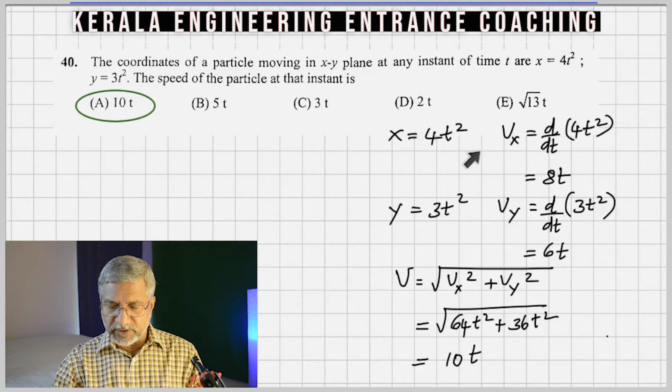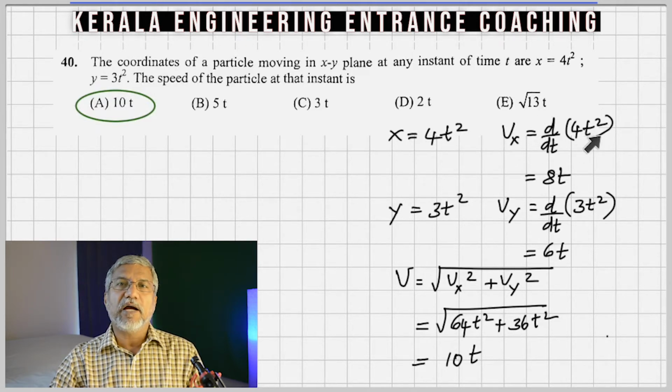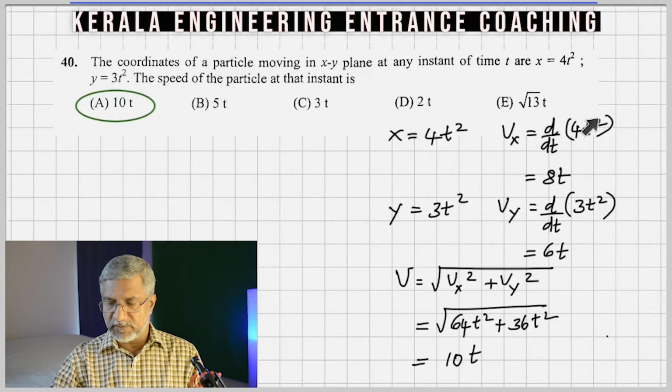So x is 4t squared, from which Vx, the velocity along x, is d by dt of 4t squared. I hope you know how to do that. This becomes 2t, so 4 times 2 is 8t. Same thing, y is 3t squared, so Vy is d by dt of 3t squared. Again, this is 2t, 3 times 2 is 6, so you get 6t. So you got the velocity along x, and the velocity along y.